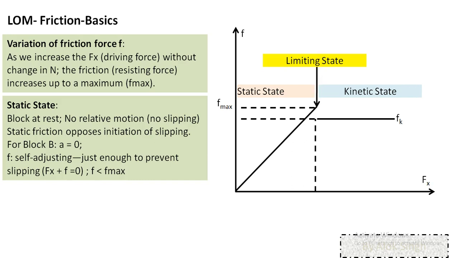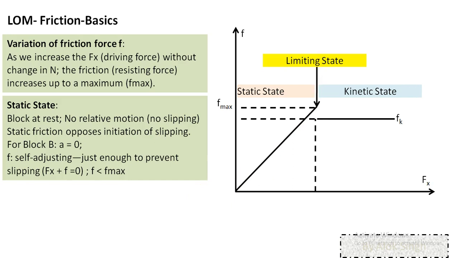In other words, since the acceleration is equal to 0, driving force plus friction force is equal to 0, or friction force is equal to driving force in magnitude, opposite in direction. And in the static state, the value of friction force can be anywhere between 0 and F maximum. It is less than the maximum value of friction force in the static state. Its magnitude is not known. It can be anything between 0 and its maximum value.